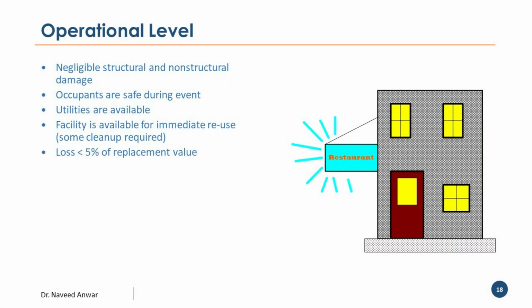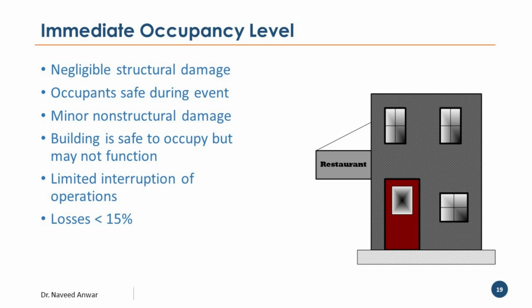And just to quickly go through the operational level, what does it mean? It means negligible damage. It means everything is working, utilities are fine, and there's less than 5% of replacement value in damage. If there's any damage, it will just be cracking of the partition walls and so on. We will talk more about that at another time. And then the immediate occupancy level: the building is safe to occupy but may not function completely.